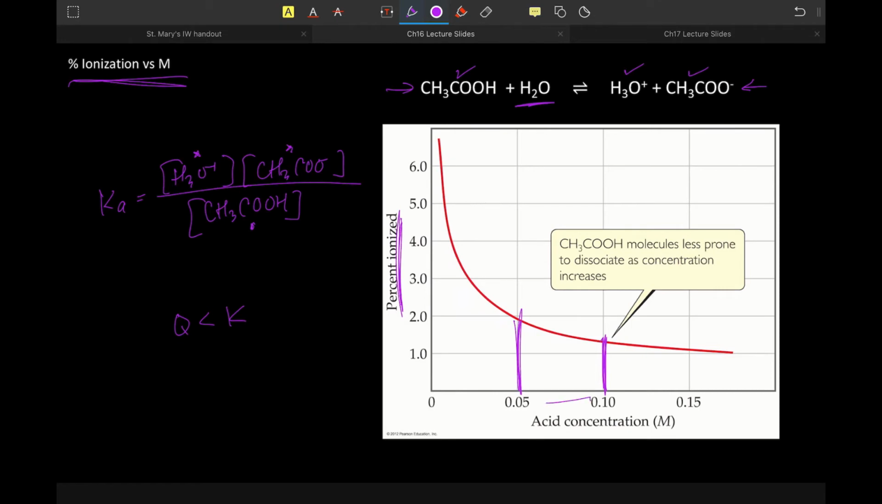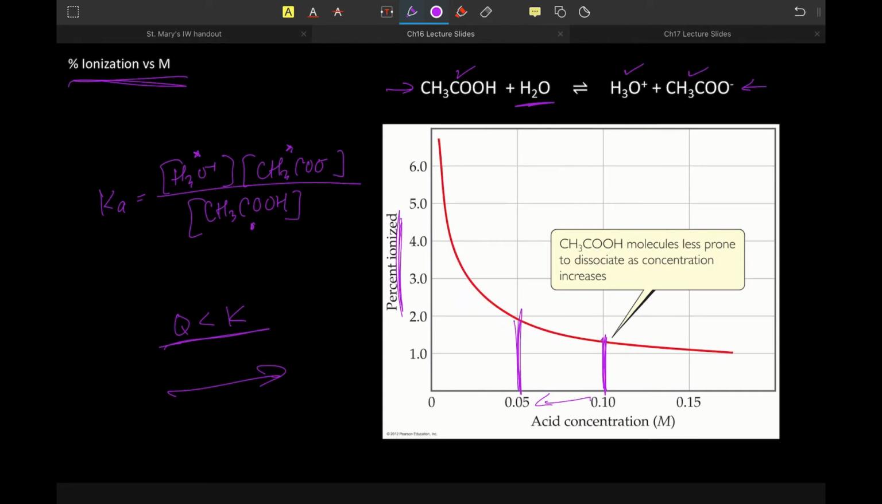If I were to dilute it from 0.1 to 0.05, at that moment, Q is less than K, yes? Q is less than K, right? Because I'm diluting 2 terms up top and only 1 term on the bottom, which means that my Q value is smaller. Go ahead and plug some numbers in if it would make you feel better, right? Which means that instantaneously Q is less than K, which means the reaction shifts forward, right?